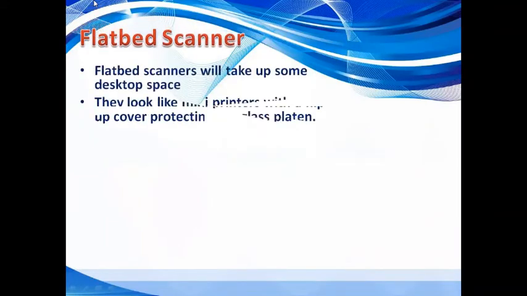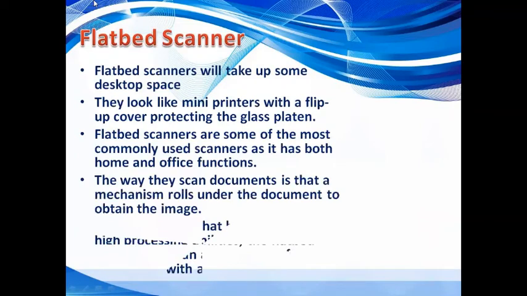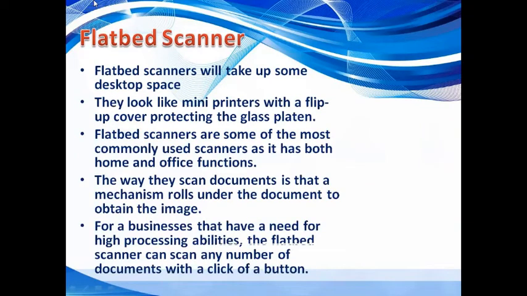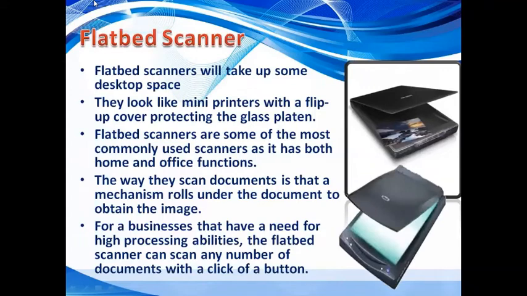The next type of scanner is the flatbed scanner. Flatbed scanners will take up some desktop space. They look like mini printers, with a flip-up cover protecting the glass platen. Flatbed scanners are some of the most commonly used scanners, as they have both home and office functions. So flatbed scanners have a plain surface, and you can place your documents easily on that surface, and they have a flip cover protecting the glass.